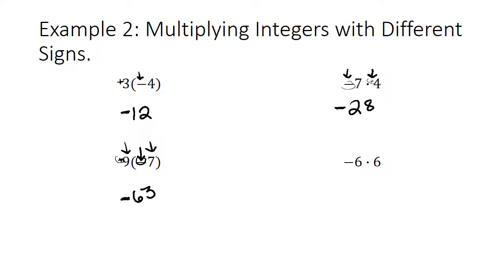Now again, for this last problem right here, we have 6 times by 6. So we look at this as a negative 6 and a positive 6. So our answer is going to be negative because we have different signs on both of our integers. And 6 times by 6 is going to give us 36. So our answer is going to be negative 36.